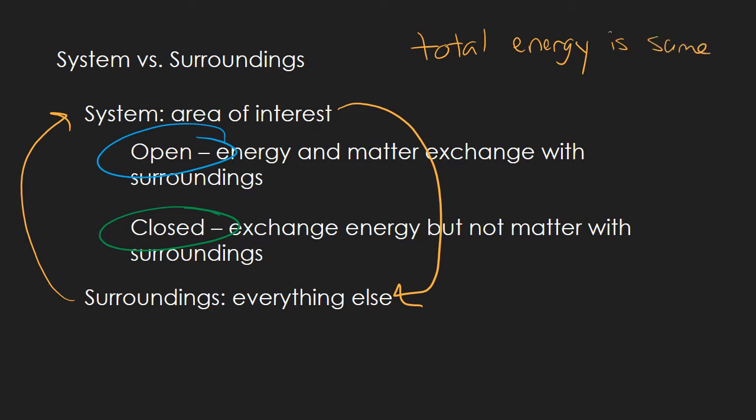So the system's loss is the surroundings' gain. The surroundings' loss is the system's gain. Because of the law of conservation of energy, you can't just lose it. It is going to be conserved. It's going to be somewhere, and it's just where is it going to be?